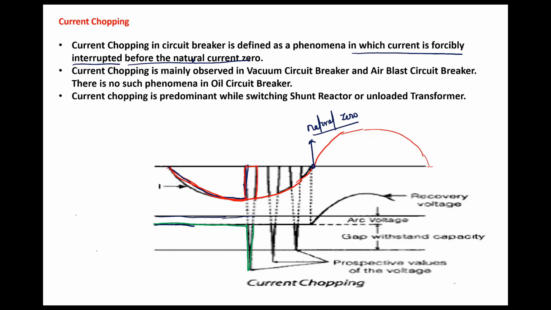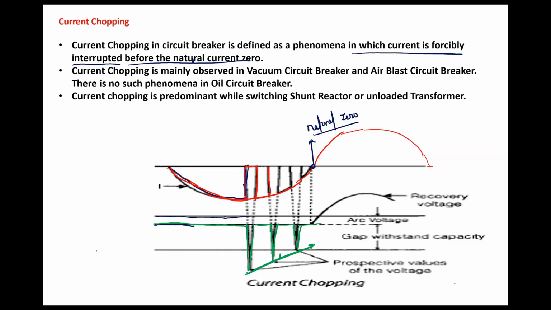Again this current is there. Again we made the current zero here, and again we chopped here. So again a transient voltage surge is appearing. But one thing you can observe: as the number of choppings increases, the intensity of this transient voltage across the circuit breaker is decreasing.